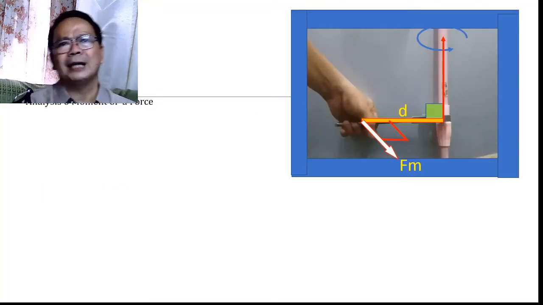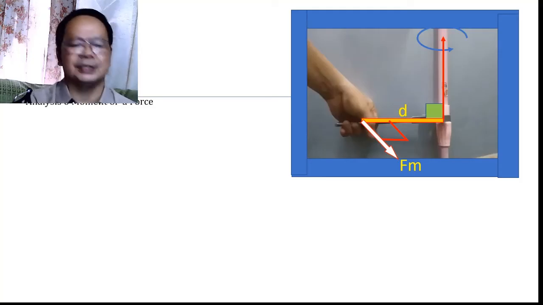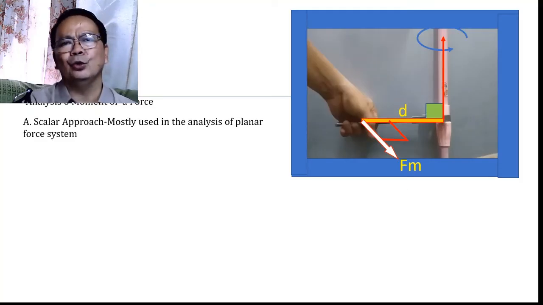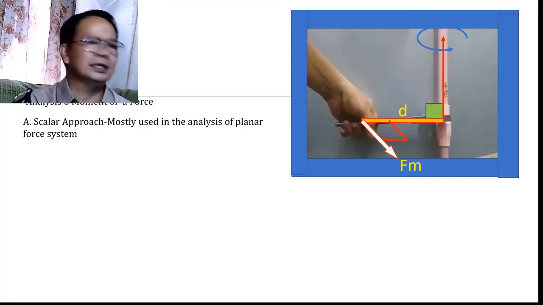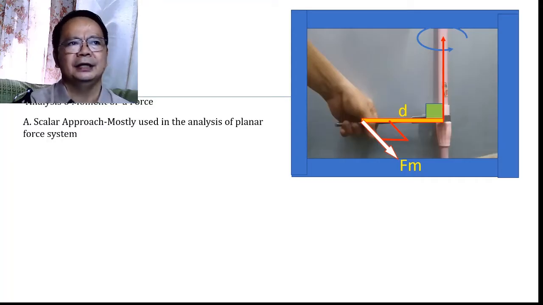So how do we analyze the moment of a force? There are two ways of doing it. One is that we can have it analyzed using a scalar approach, and this is mostly used in the analysis of a planar force system. Kapag ang ating force system ay nasa plane lamang, madali nang gamitin itong scalar approach na ito.